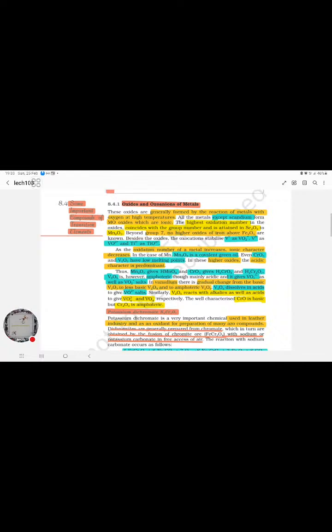So, some important compounds of transition elements: oxides and oxo anions of metals. These oxides are generally formed by the reaction of metals with oxygen at higher temperature. All the metals except scandium form MO oxides, which are ionic.